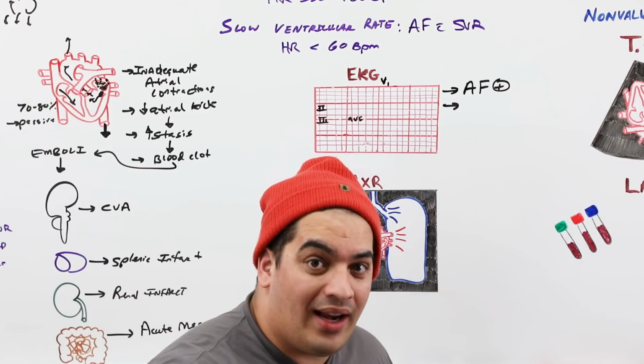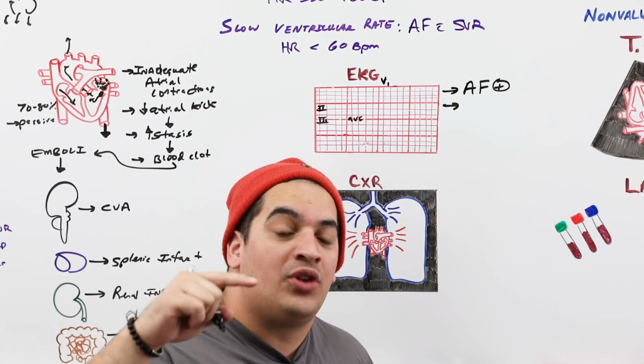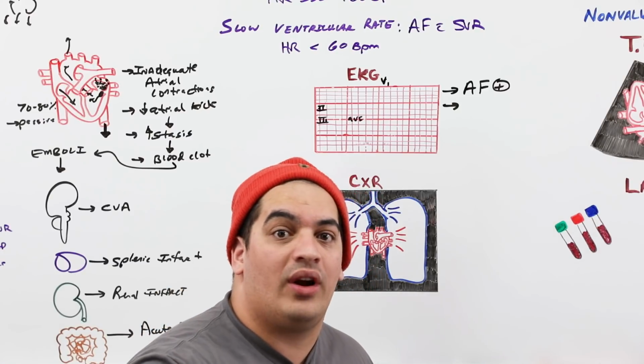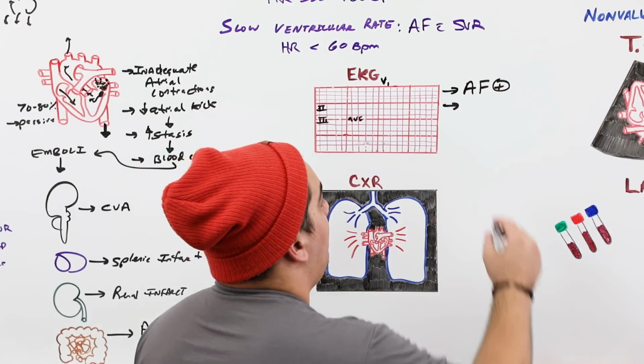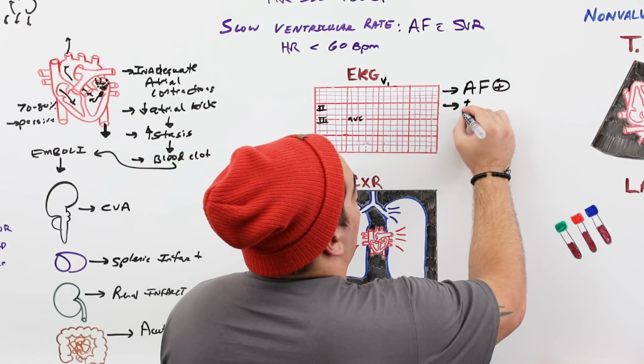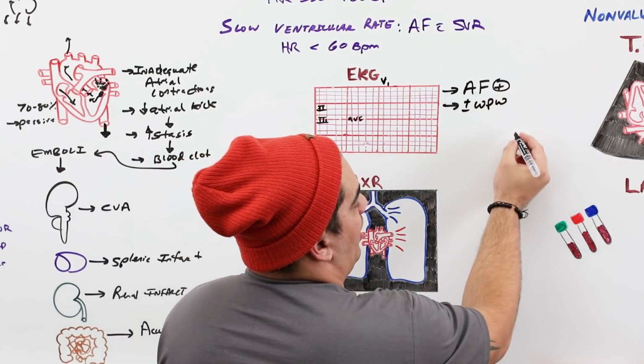So you look for wide complex tachycardia generally, you look for this irregular kind of rhythm, and you look for rates that are close to 200 beats per minute. That might make you think about that. So look, is there any Wolff-Parkinson-White syndrome that could be present?